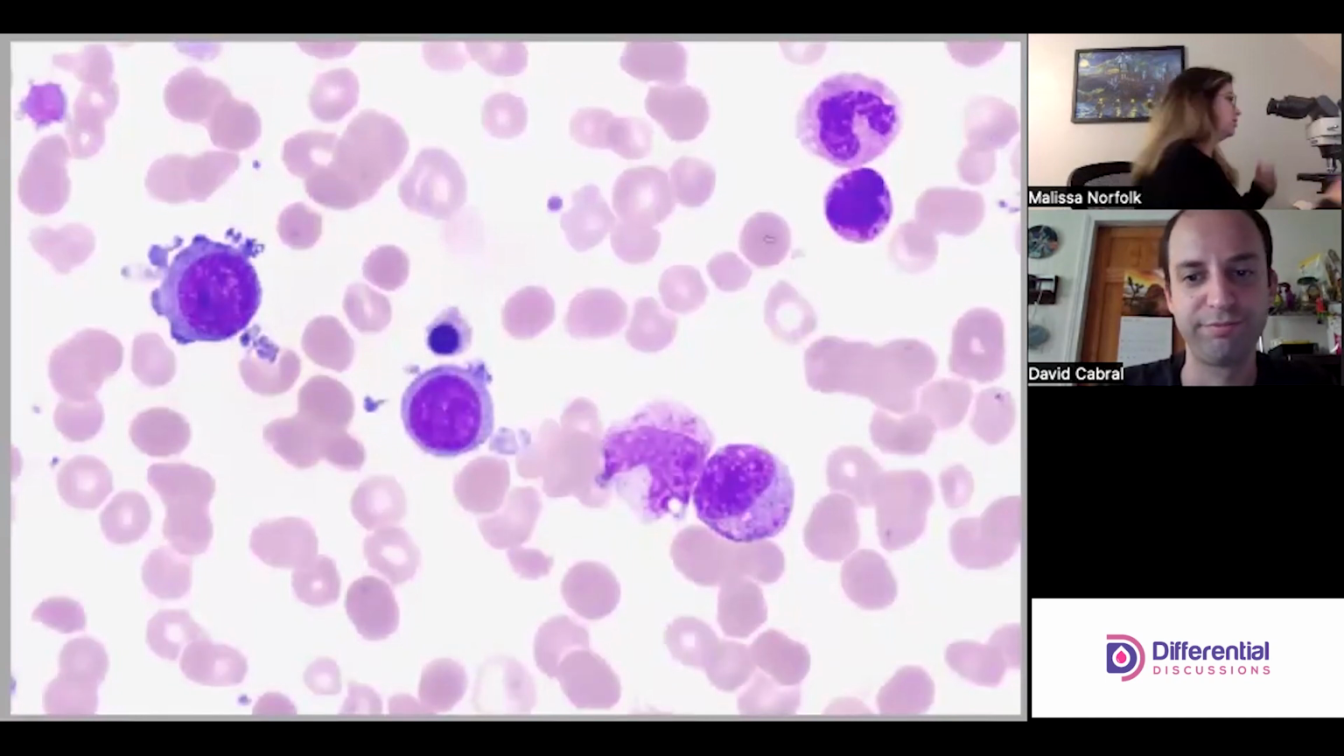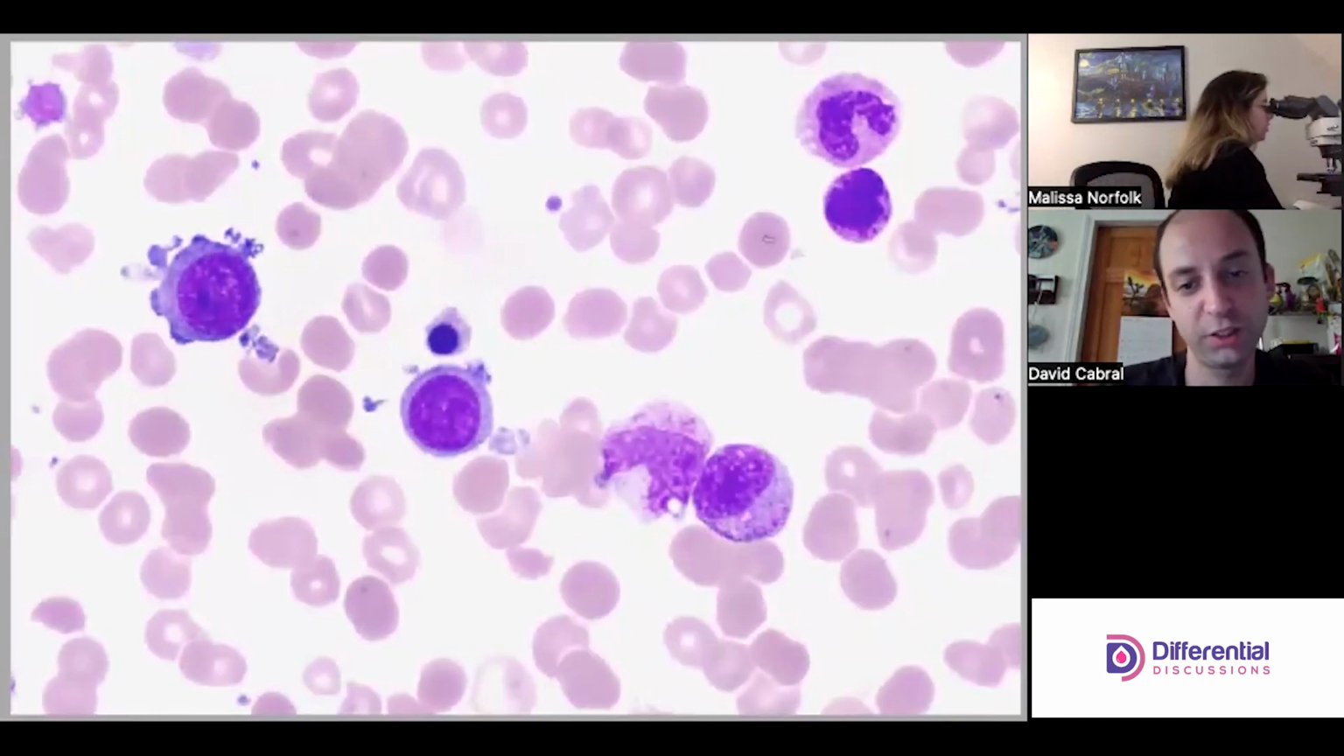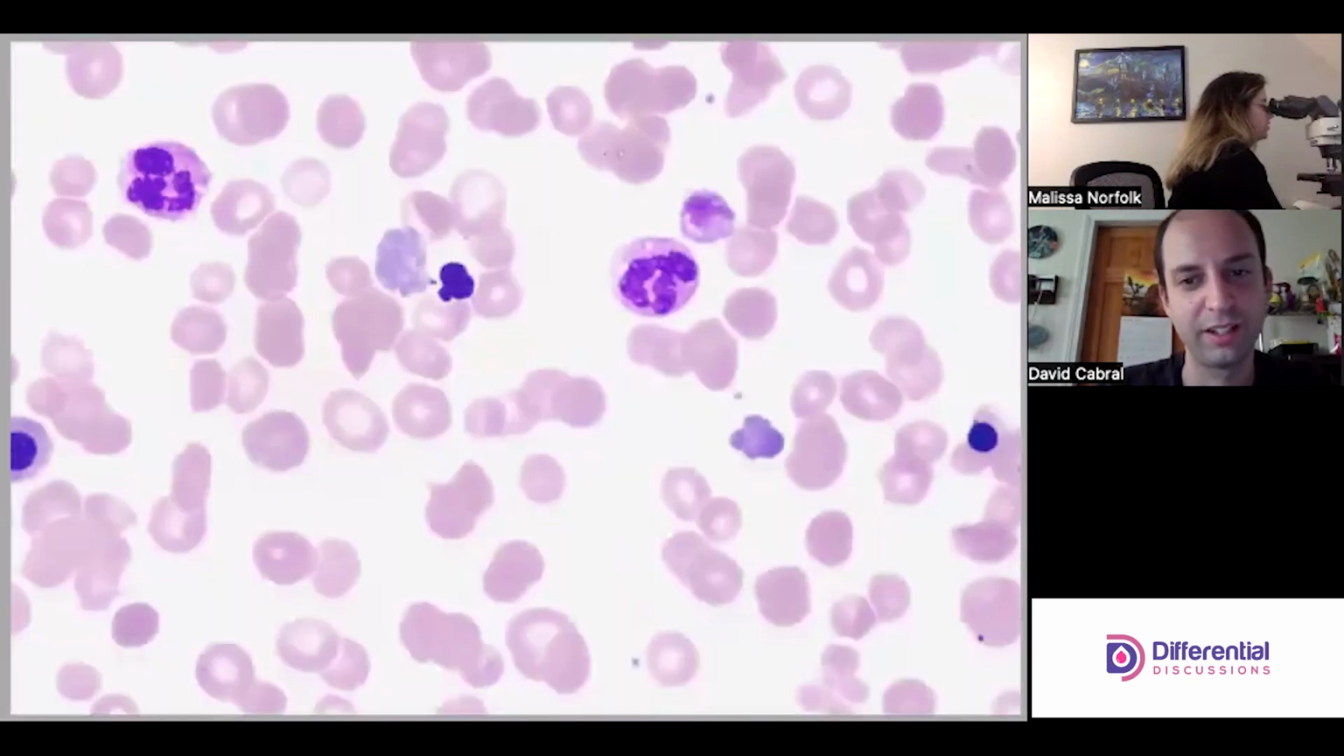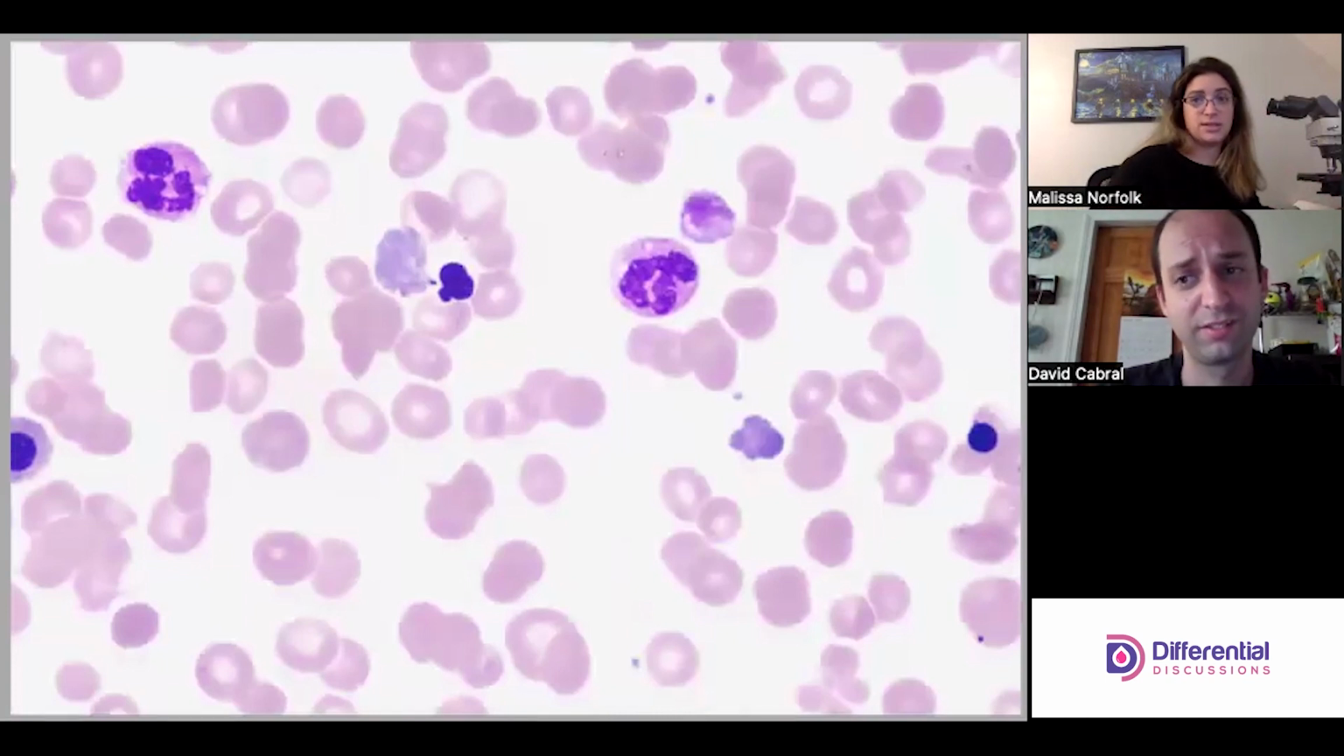Spooky. It's really cool. Not for a patient, but it's really cool for us to see how different these diseases can look.